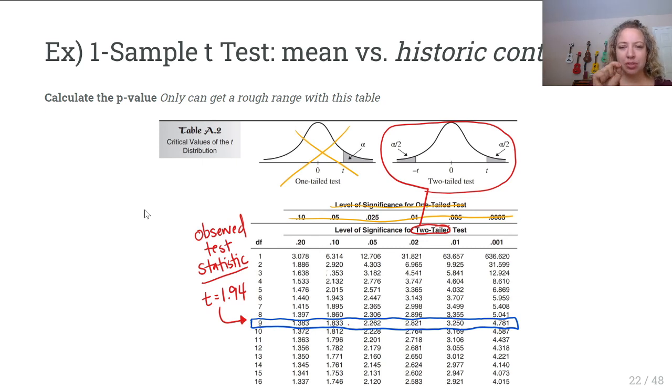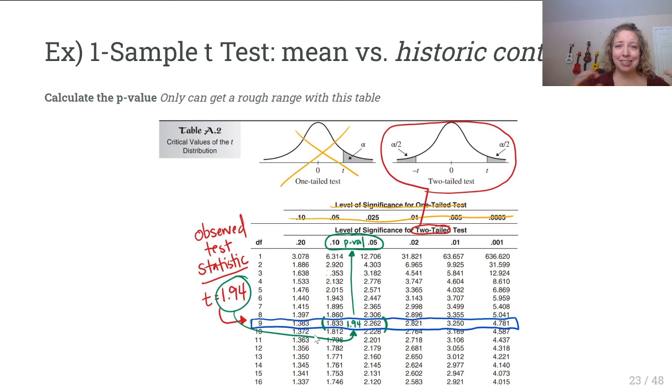The critical value was the one under 0.05, the 2.262. My observed sample t statistic was 1.94. Where would 1.94 fall on that row? It would fall in between 2 of the listed values. It's going to fall in between 1.833 and 2.262. So we go to 9 degrees of freedom, look for where our observed t-score is, and go straight up. And then the heading, again, we're doing 2-tailed, will tell us what our p-value is in between.